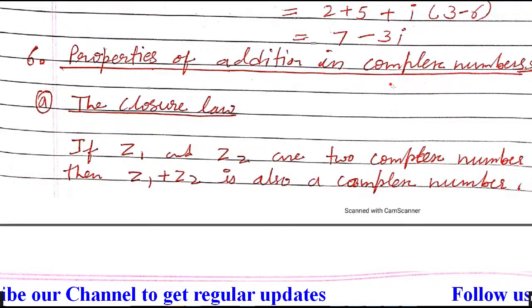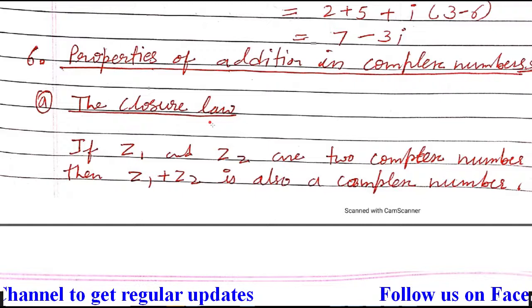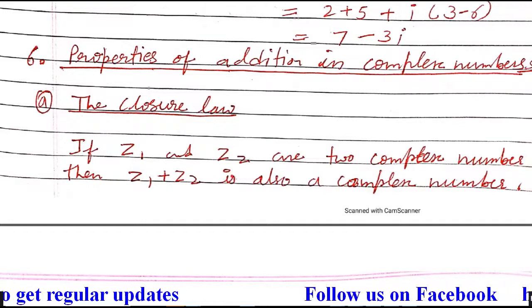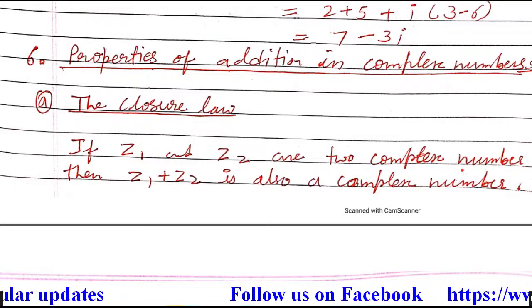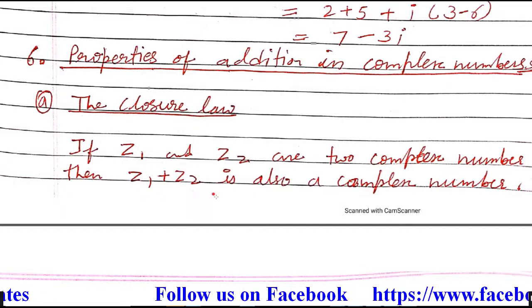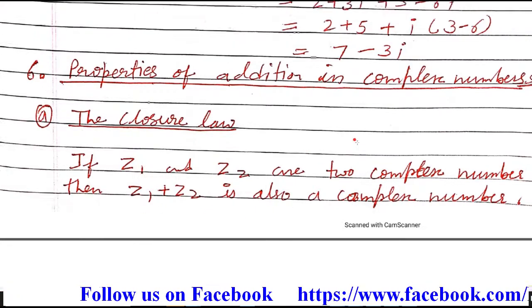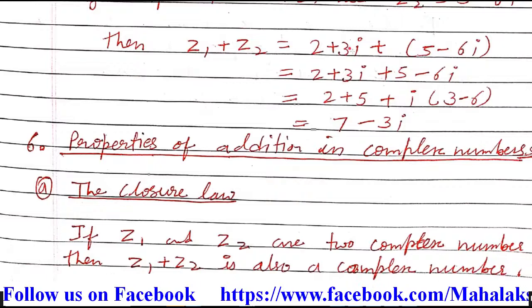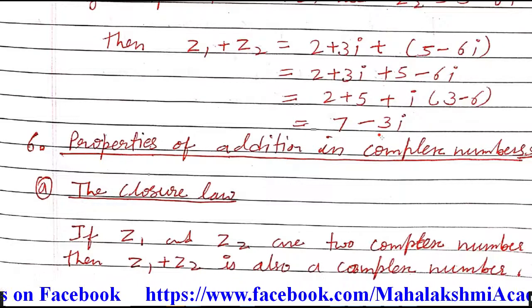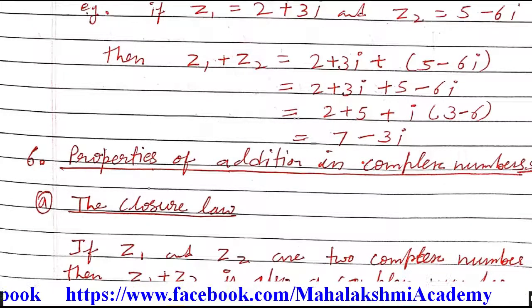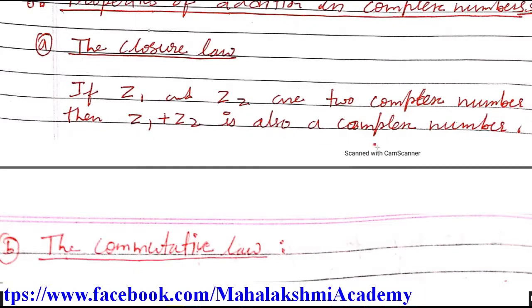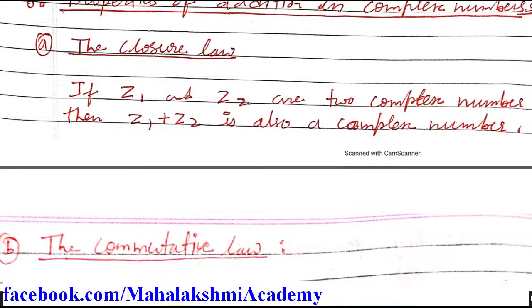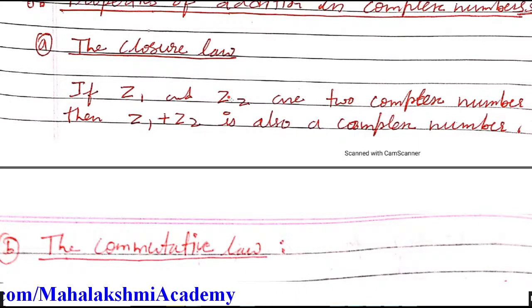So from the word closed, the closure law came. If z1 and z2 are two complex numbers, then z1 plus z2 is also a complex number. So here we already understood it. If we add two complex numbers, again the answer is a complex number. That's why the addition is closed, and so the closure law is applicable for addition.